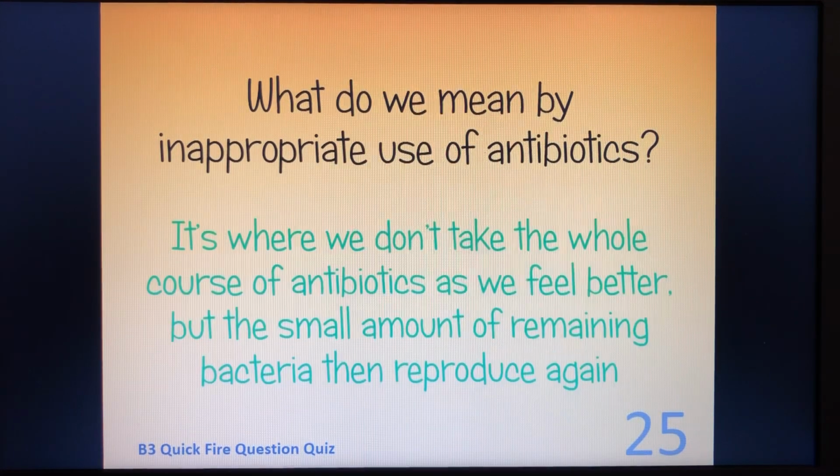The answer to this question is, when we don't take the whole course of antibiotics, we feel better. I said that bit already, but the small amount of the remaining bacteria, we can live with that small amount of bacteria in our body and we don't feel ill. So what happens to them if we don't kill them all is they start reproducing again. So the numbers go up and we feel poorly again. Okay, so we get to that low level where we feel okay, and then those few remaining bacteria start to reproduce again, and then we feel ill again.